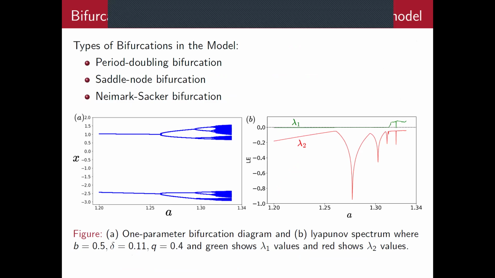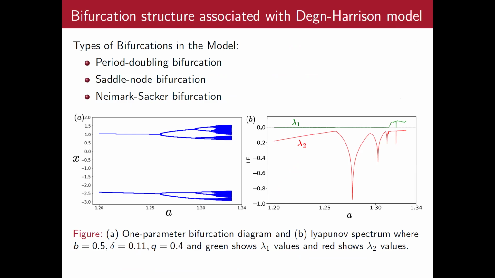Let's see how these fixed points and non-invertibility manifest in the bifurcation structure. A bifurcation is when the system's behavior changes as a parameter is varied. These are the types of bifurcation seen in this model. That is period-doubling bifurcation, where a stable state becomes unstable and splits into two oscillating states. Saddle-node bifurcation is where two fixed points collide and annihilate each other. The last one is the Neimark-Sacker bifurcation, which leads to quasi-periodic orbits.